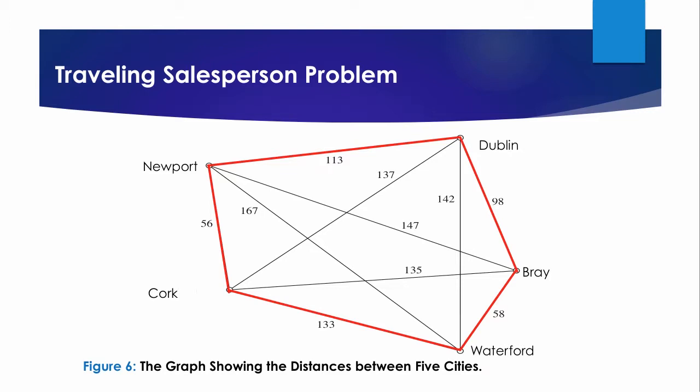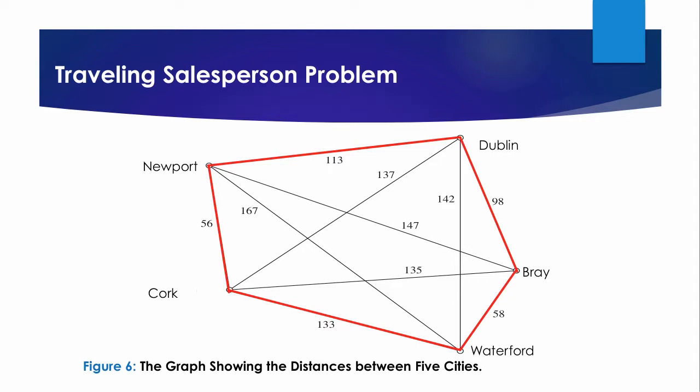As can be seen from the figure, the minimum total distance of 458 miles is traveled using the circuit Bray, then to Waterford, then to Cork, then to Newport, and then to Dublin, and then to Bray, or its reverse. We just described an instance of the traveling salesperson problem.